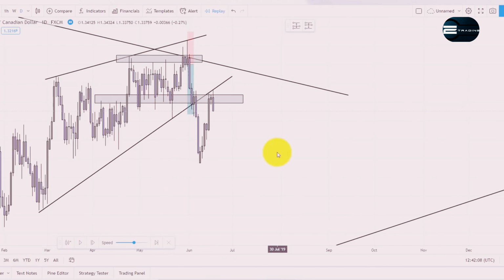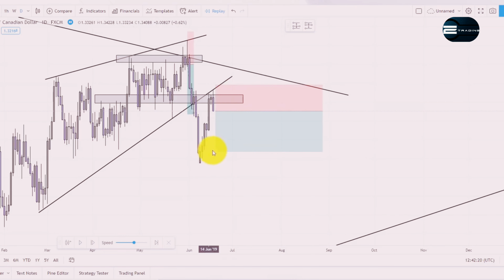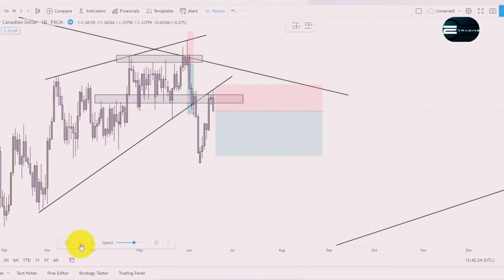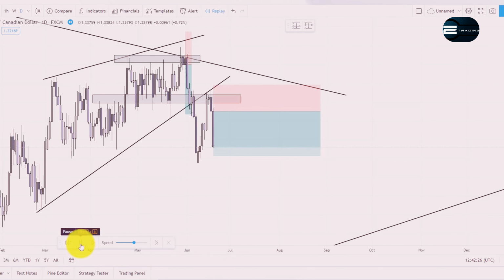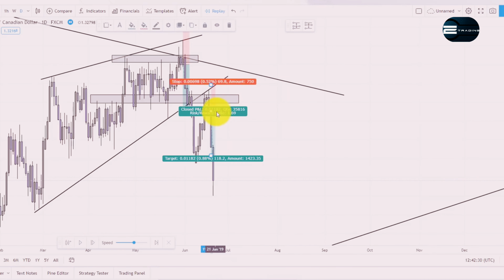See, the market goes bullish but does not break the support and resistance zone. After rejection, we enter a sell trade again. We won this trade too.